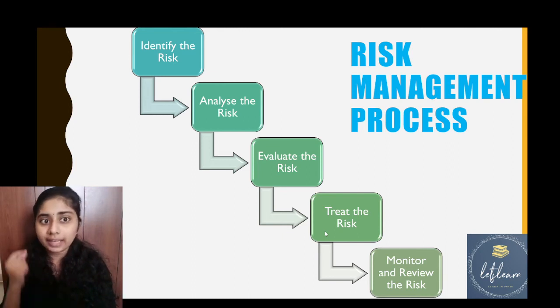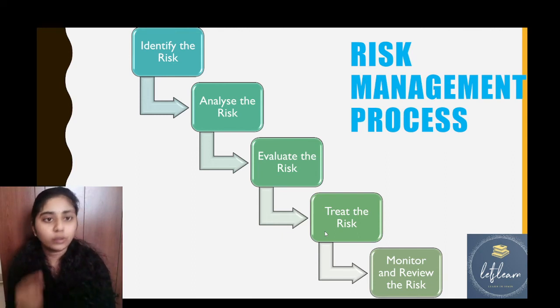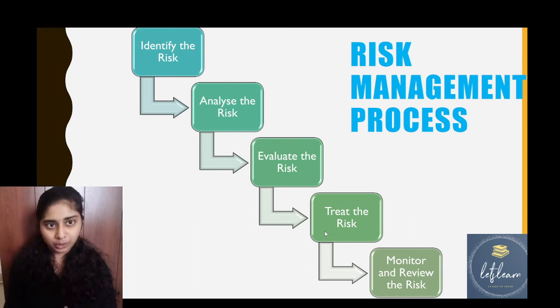That is, we have to find the solution and implement it, and after implementation we have to monitor and review the risk. Okay, so these are the major steps in the risk management process. I hope it's clear to you all. Okay, so let's move on to the next topic.